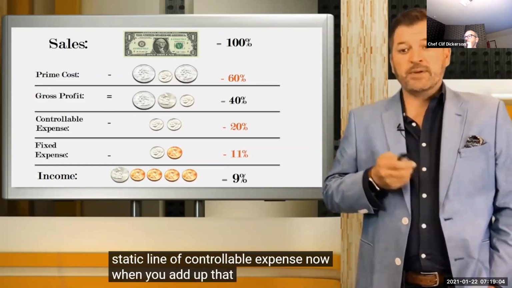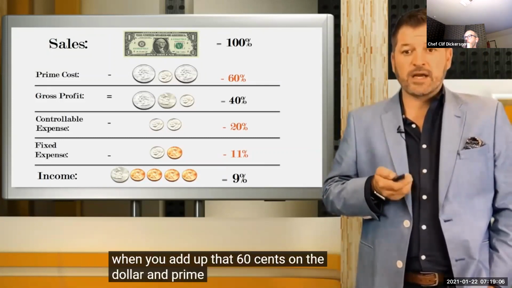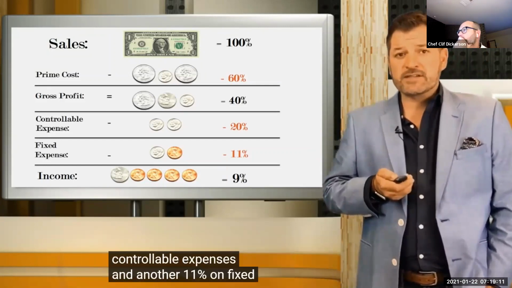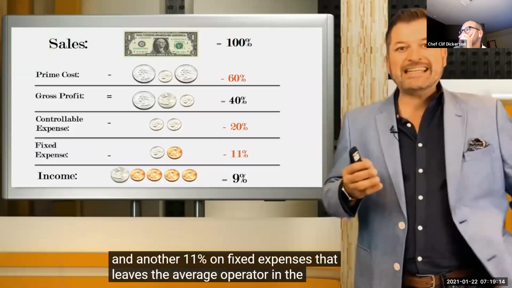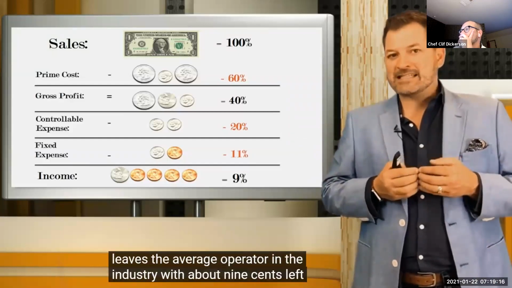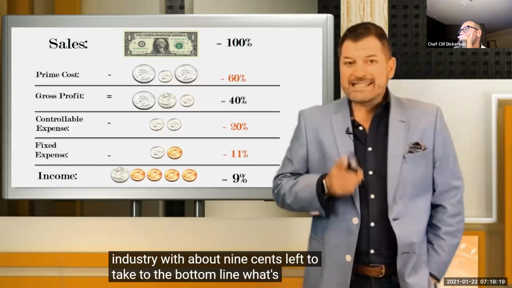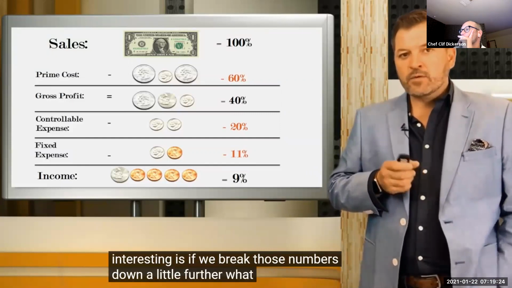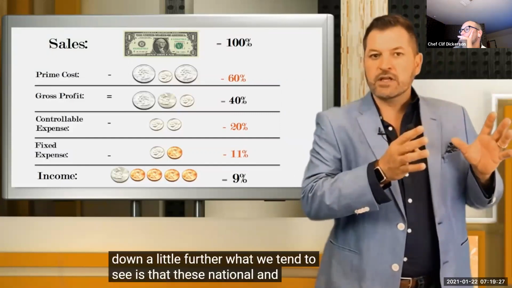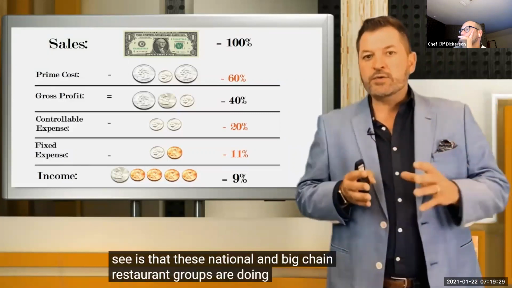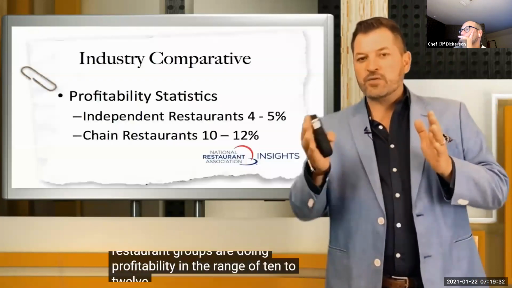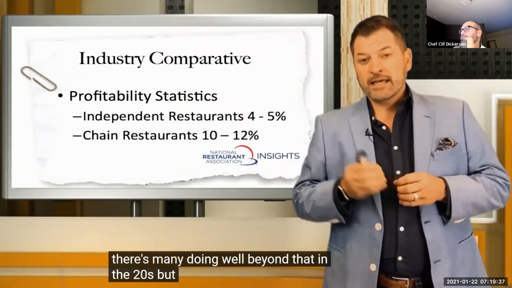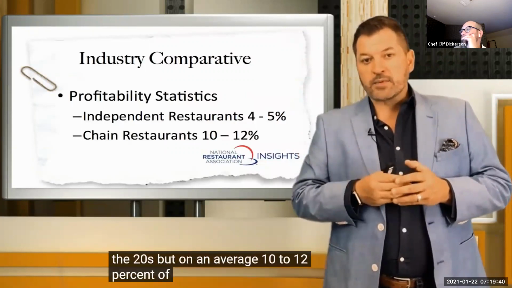Now, when you add up that 60 cents on the dollar in prime cost, 20 on the controllable expenses, and another 11% on fixed expenses, that leaves the average operator in the industry with about 9 cents left to take to the bottom line. What's interesting is if we break those numbers down a little further, we tend to see that these national and big chain restaurant groups are doing profitability in the range of 10 to 12% on average, and trust me, there's many doing well beyond that, in the 20s. But on average, 10 to 12% in profitability.